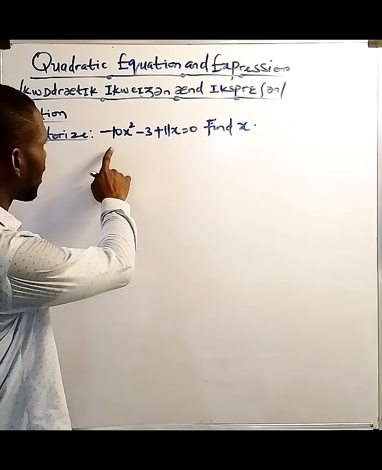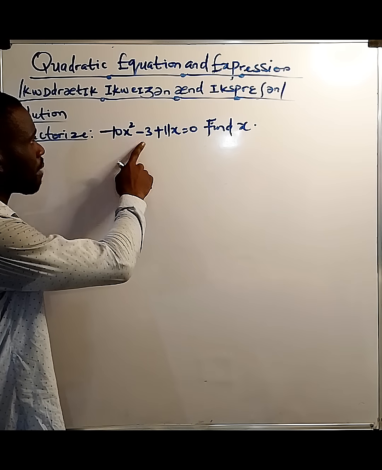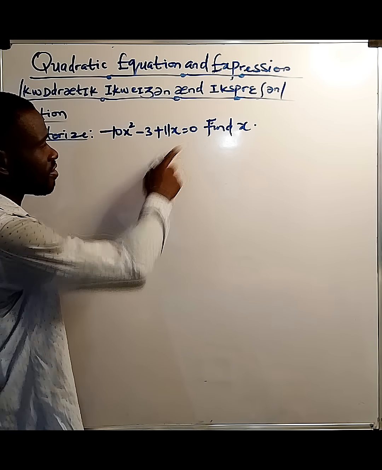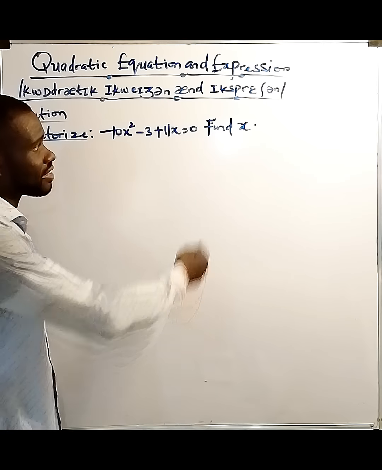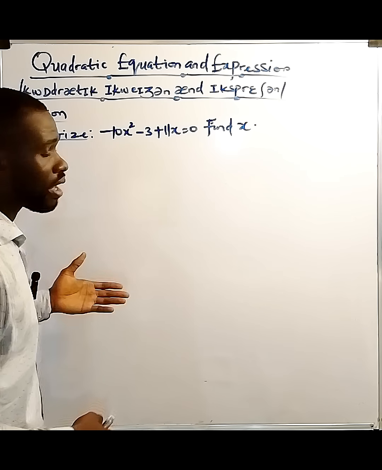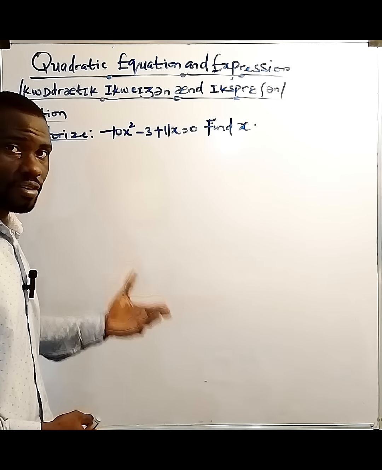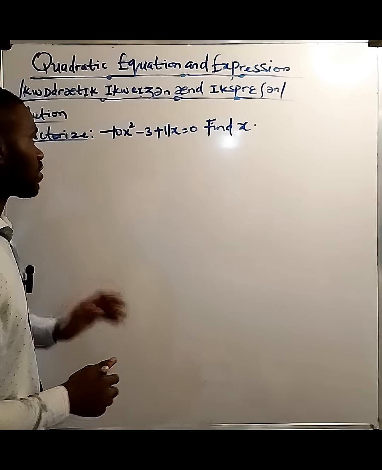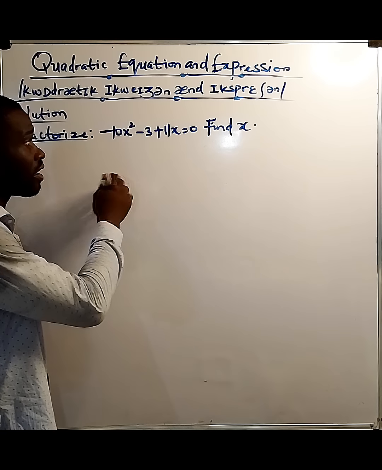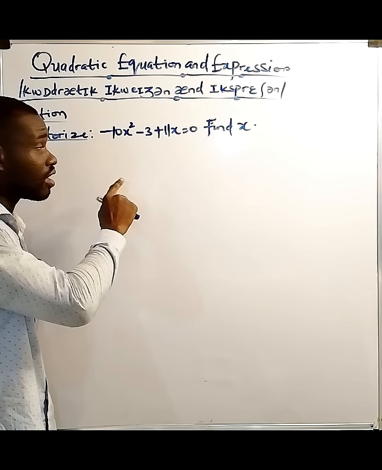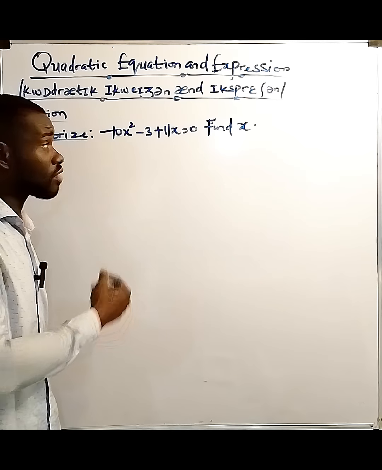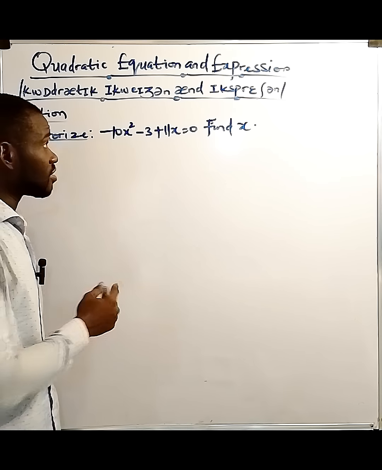We are asked to factorize minus 10x squared minus 3 plus 11x equal to 0, and also to get the value of x. So how do we go about this? This question is very simple. The first thing we have to do is to watch out for whether this very equation is quadratic or not. You have to ask yourself. That's the first question. So let's see if it's quadratic.